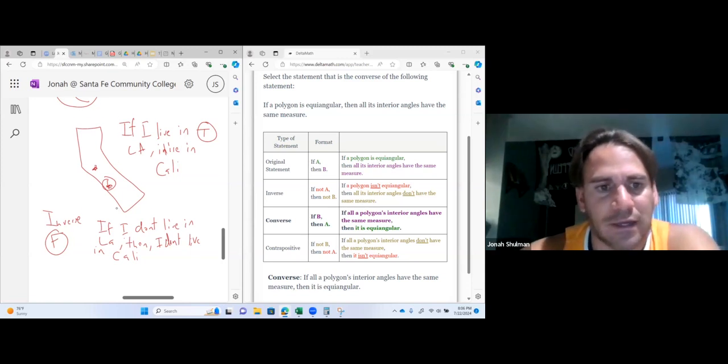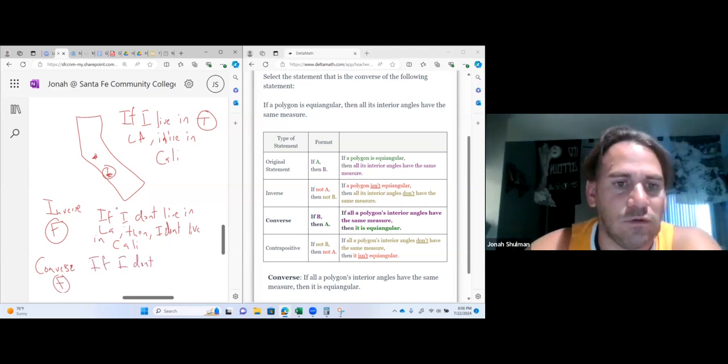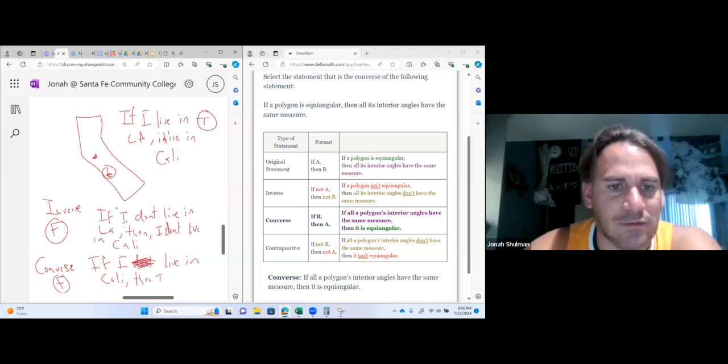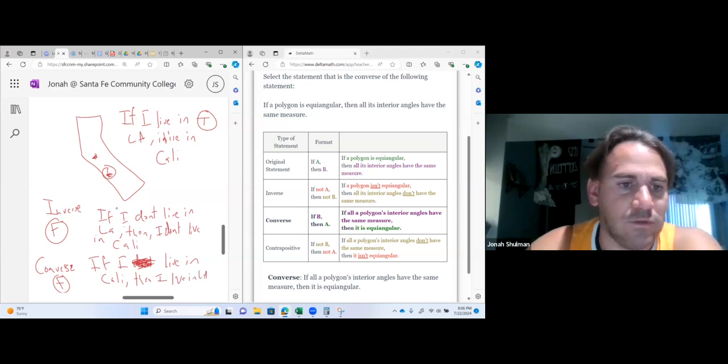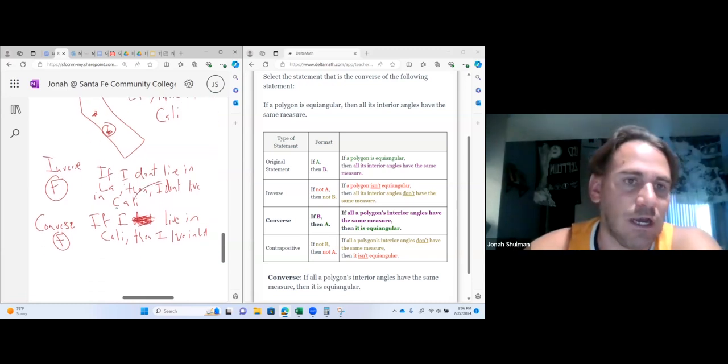All right, the converse, we switch them. Converse is gonna also be false. If I live in Cali, because we're just switching them, we're not making negative. So if I live in Cali, then I live in LA. Well, for the same reason the inverse is false, we can live in San Fran. That's also not true. The only one that's true is the contrapositive.